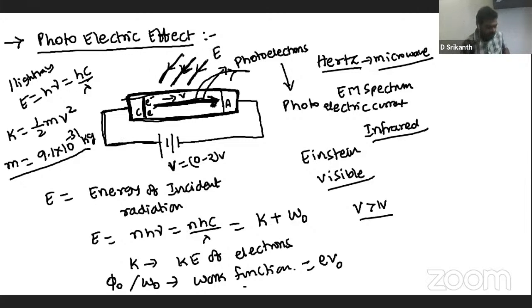Next, these photoelectrons emitted from the cathode move towards the anode. Second point: when the anode is given positive potential with respect to the cathode, electrons in the space charge are attracted towards the anode, so photocurrent increases. In this topic, you should understand under what conditions photocurrent increases and when it decreases.